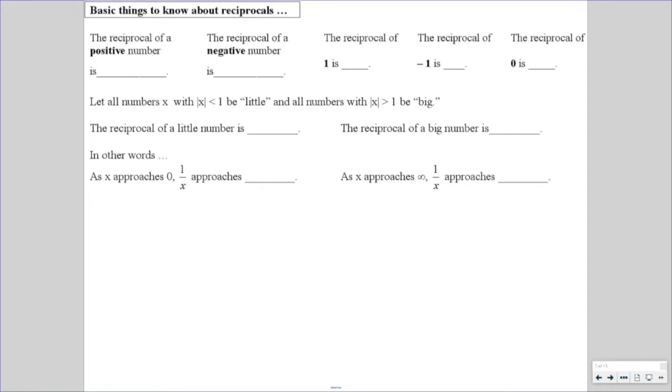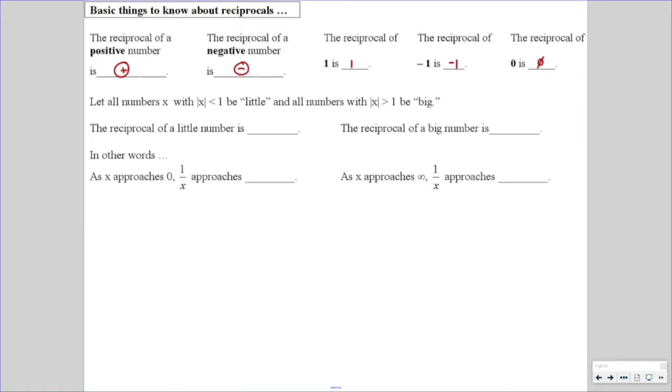So let's think about it. The reciprocal of a positive number is still positive, which means the reciprocal of a negative number is still negative. Doesn't change the signs. The reciprocal of 1 is just 1. The reciprocal of negative 1 is still negative 1. But the reciprocal of 0 is undefined. Remember that we can't divide by 0. So 0 has no reciprocal, it's undefined there. That's going to be really important because we're going to see asymptotes in our cosecant, secant, and cotangent curves, as well as tangent.